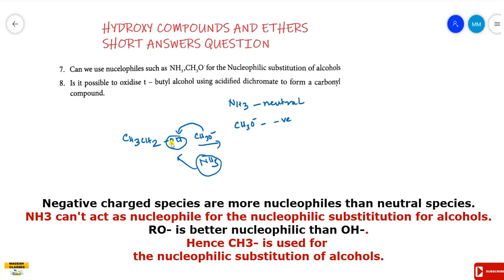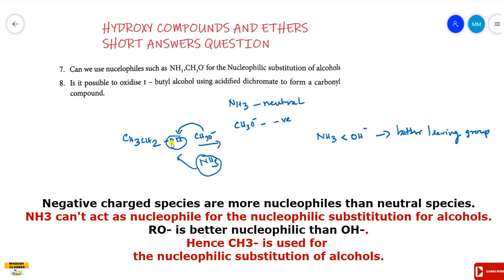When you compare the nucleophilicity order, negatively charged species are better nucleophiles than neutral species. Ammonia is a neutral species, and OH minus is the leaving group already present in the alcohol. The OH ion is a better leaving group than ammonia, because ammonia is neutral. So ammonia cannot act as a nucleophile here.